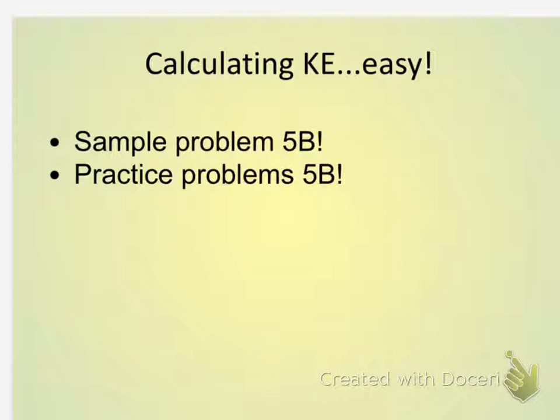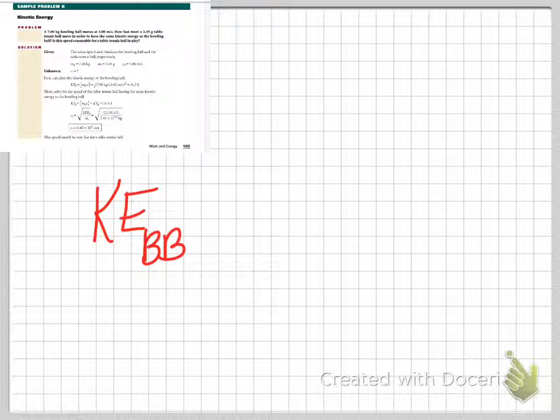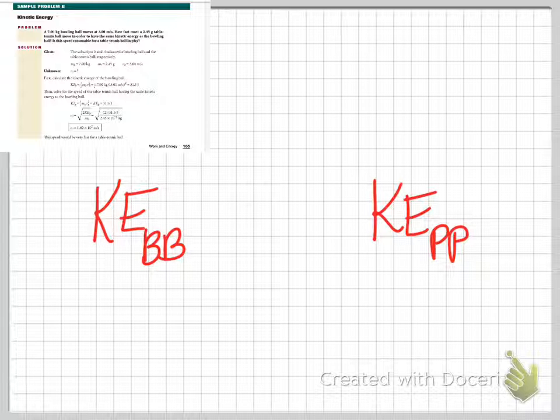So we're going to do the 5B sample problem together, and then we'll do the 5B practice problems. They are all assigned. And speaking of bowling, a 7-kilogram bowling ball moves at 3 meters per second. How fast must a 2.45-gram table tennis ball move in order to have the same kinetic energy as the bowling ball? Is this speed reasonable for a table tennis ball in play? So, what we're interested in is the KE of the BB, KE of the bowling ball, and we want to compare it to the kinetic energy of the ping pong ball, KE of PP.